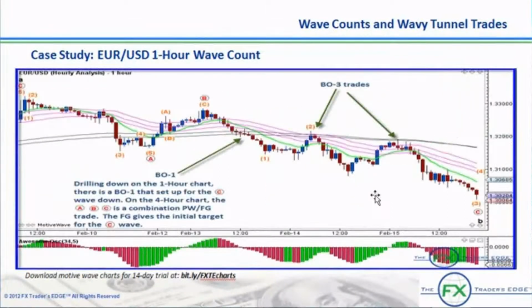Now let's go back to the 1-hour chart, and that's what we would do were we to take the 3 profiteers and use the profit targets from the 4-hour tunnel target. Looking at this chart alone, there are also breakout 3 trades setting up when price retraces back to the wave.